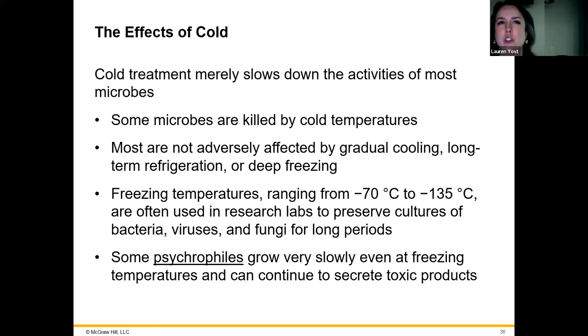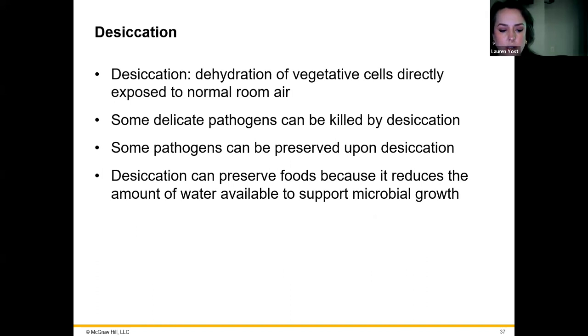Here we're talking about liquid nitrogen temperatures and stuff like that. But yeah, your freezer at home isn't going to achieve that. Some psychrophiles, remember those guys? These are the guys that flourish at cold temperatures. So they'll even continue to secrete toxins and stuff like that in those cold temperatures.